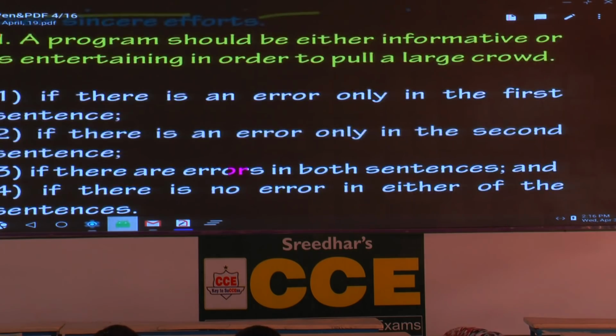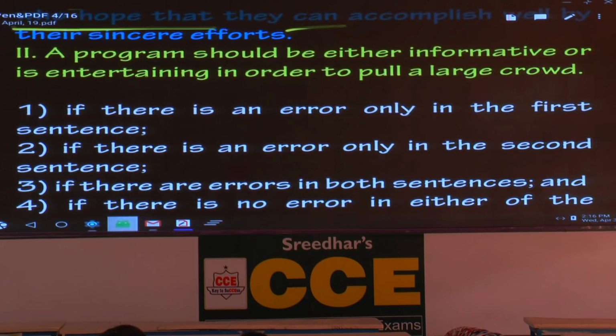A program should be either informative or... first you underline should be. Here it is like a parallel expression. Should be either informative or entertaining. Do you have to use the helping verb to be? Please respond. Not required. A program should be either informative or entertaining. We don't say should be either informative or is entertaining. Absolutely wrong. So what is wrong with this sentence?